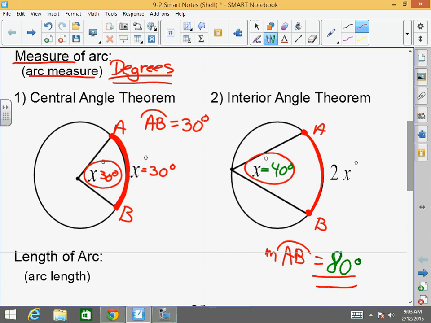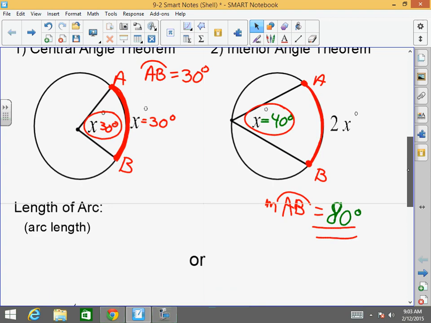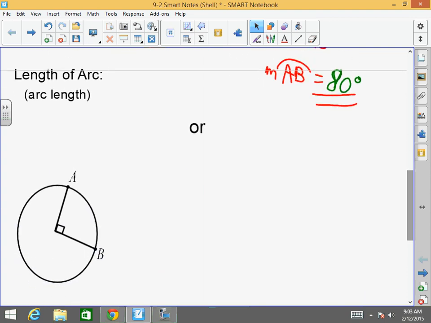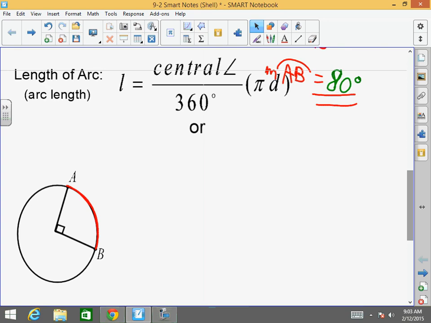You got to memorize this, guys, because now I'm going to throw a curveball at you. Now I'm going to talk to you about the length of the arc. The length is the physical distance. If I were to go with a little ruler, and I actually want the distance of this, how long is that part of the circle? That's a percentage of the circumference. It would be the central angle divided by 360 times the circumference, which is pi d, or 2 pi r.